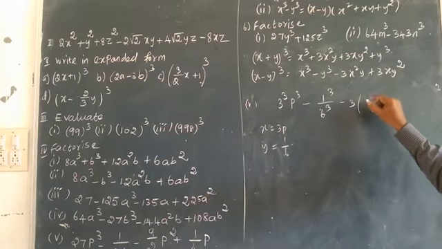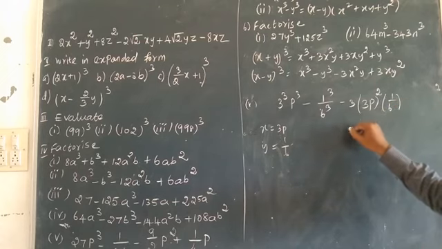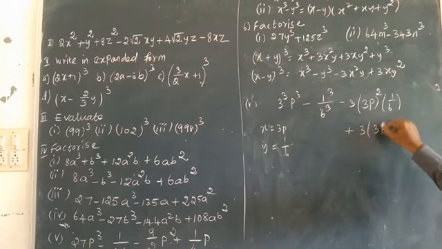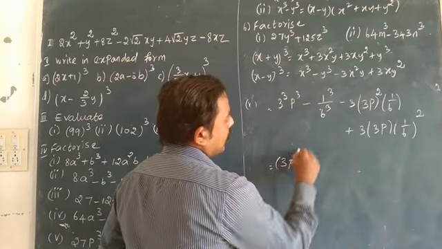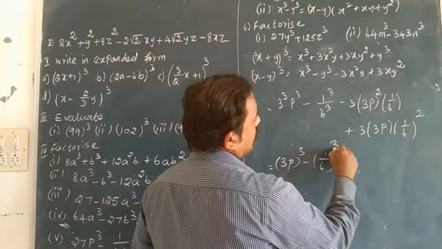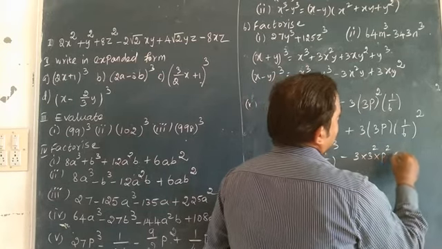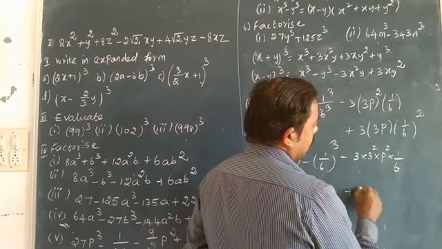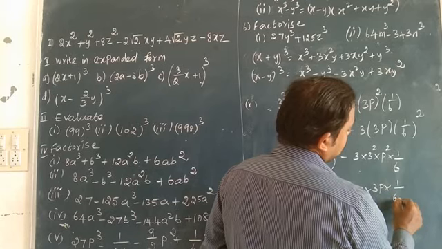So 3 into (3p) the whole square into y, 1 by 6, plus 3 into x value into y square, 1 by 6 the whole square. Now check whether this number is possible or not. So that is (3p) whole power 3 minus (1 by 6) whole power 3 minus multiply this 3 into 3 squared into p squared into 1 by 6 plus 3 into 3p into 1 squared is 1, 6 squared is 6 into 6.